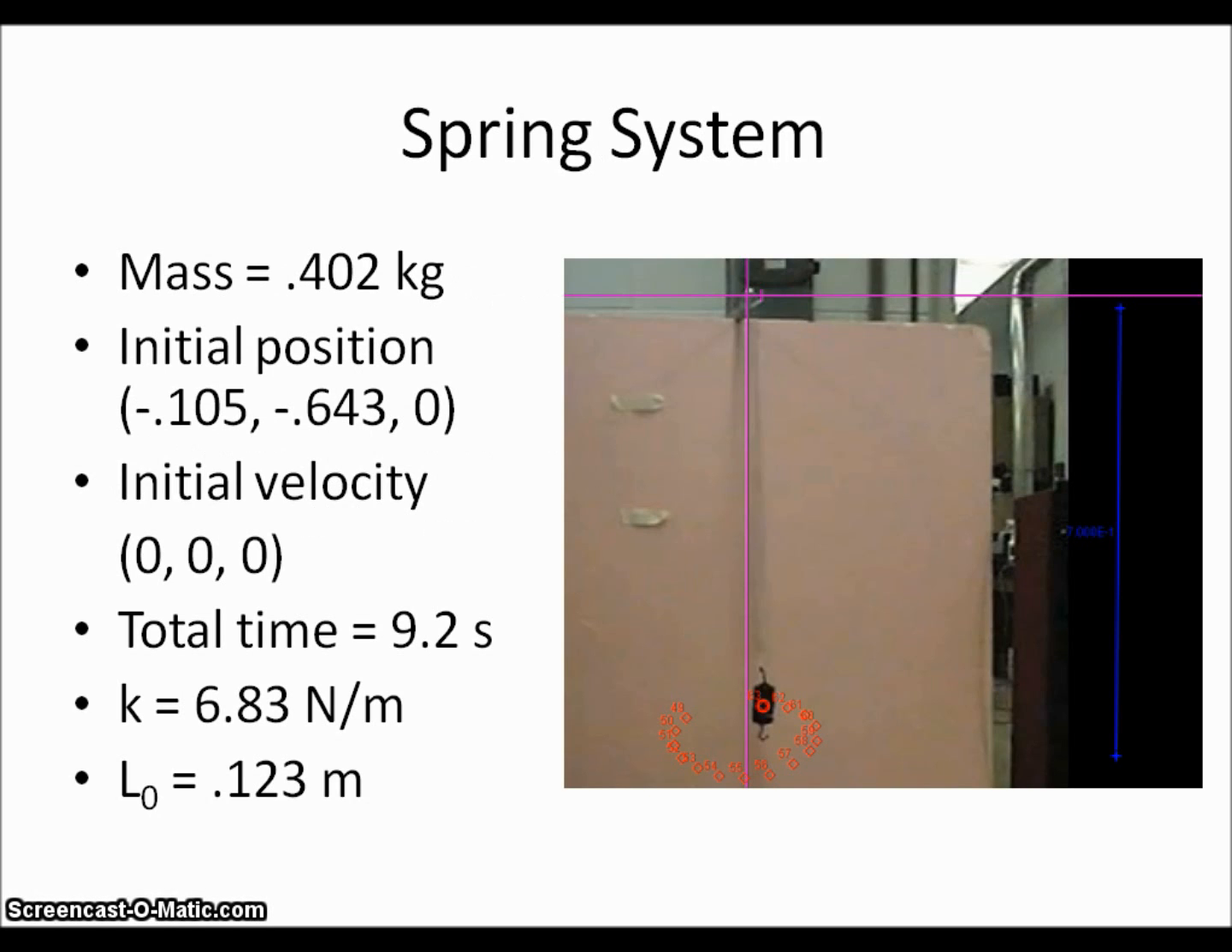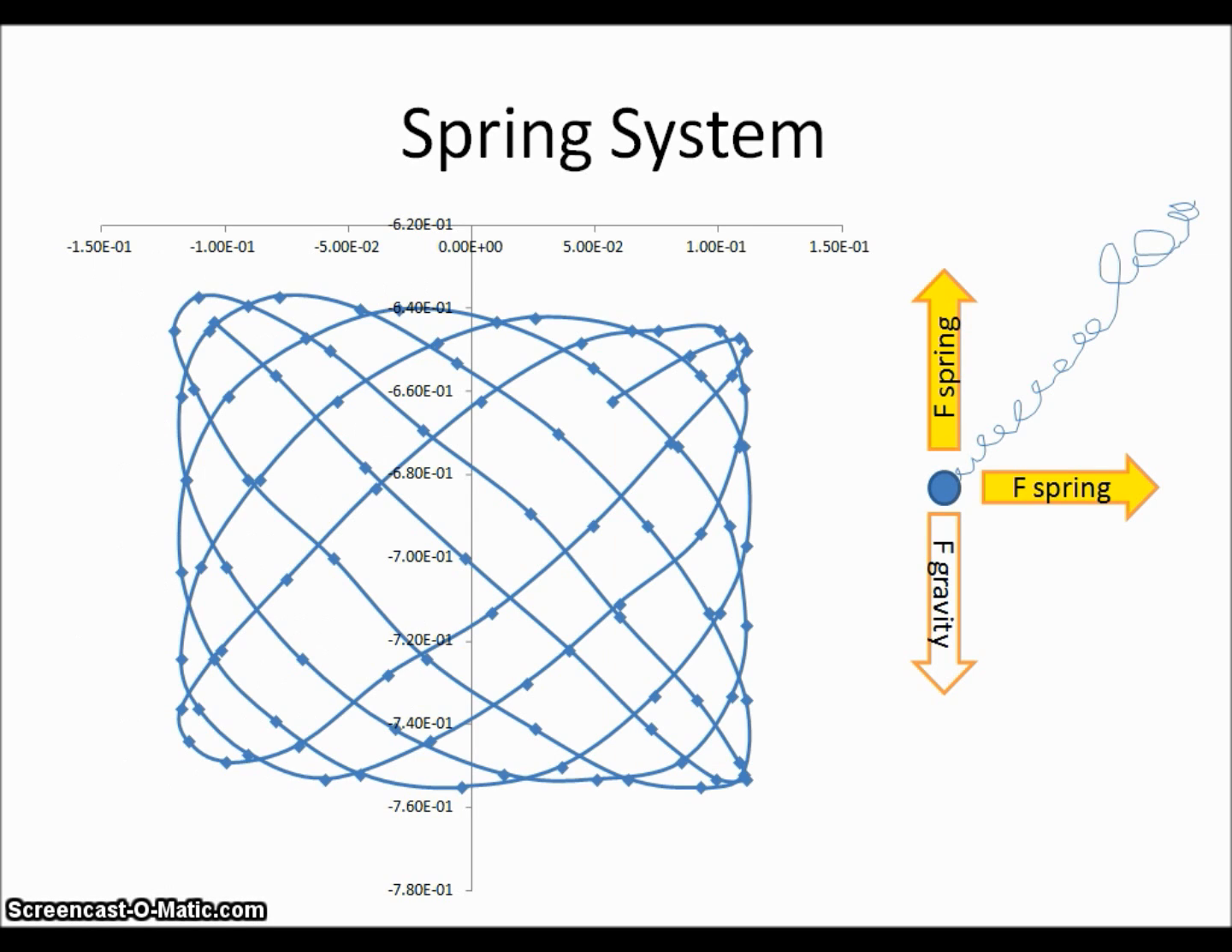Today's system is a spring attached to a mass weighing 0.402 kilograms. We set the axis origin to the attachment point of the spring, giving us an initial position that is negative in the x and negative in the y directions. The initial velocity is at rest. Mass is released. The spring oscillates, pulling the mass both in the x and the y directions, giving us this geometric pattern that you see on the graph.